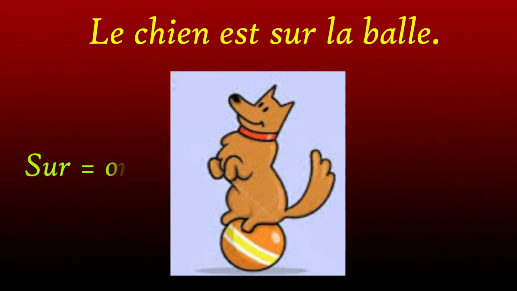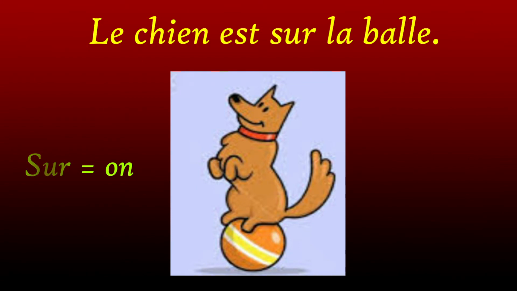Maintenant, now, où est le chien? Where is the dog? Le chien est sur la balle. The dog is on the ball. Repeat after me. Le chien est sur la balle. Sur, ça veut dire on, a preposition.